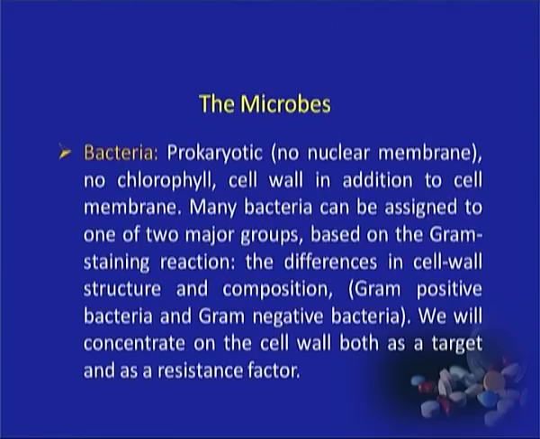Bacteria is a prokaryotic cell which has no nuclear membrane and no chlorophyll, and has a cell wall in addition to the cell membrane. Many bacteria can be assigned to one of two major groups based on the Gram staining reaction. The difference in cell wall structure and composition divides them. First one is Gram positive bacteria and second one is Gram negative bacteria. We will concentrate on the cell wall both as a target as well as a resistance factor.